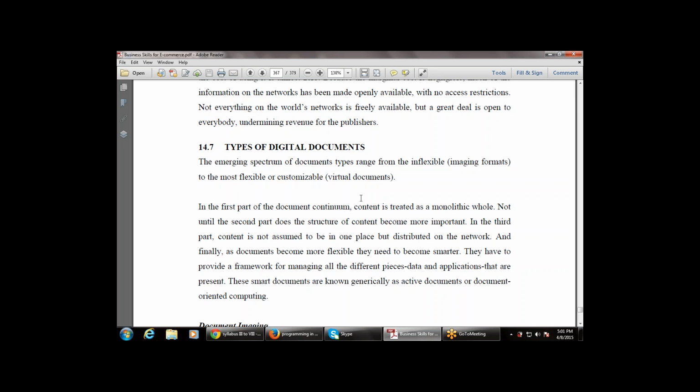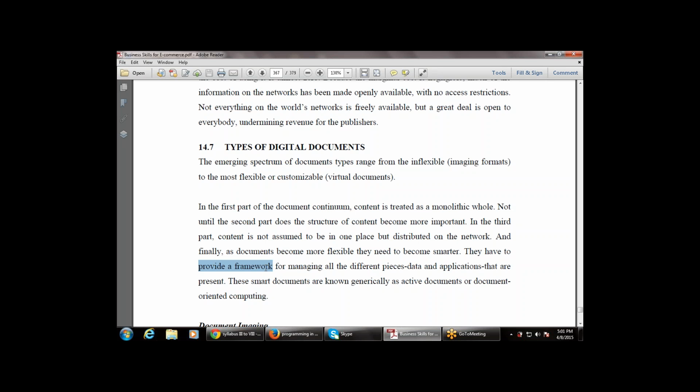In the first part of the document continuum, content is treated as a monolithic whole. Not until the second part does the structure of content become more important. In the third part, content is not assumed to be in one place but distributed on the network. And finally, as documents become more flexible, they need to become smarter.